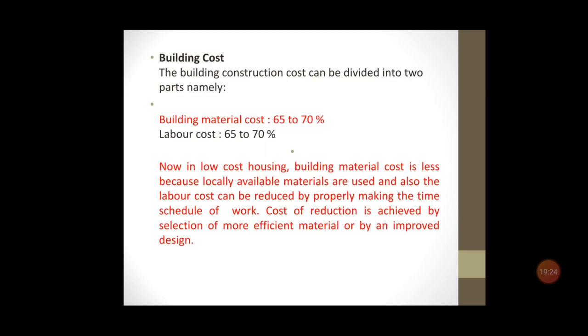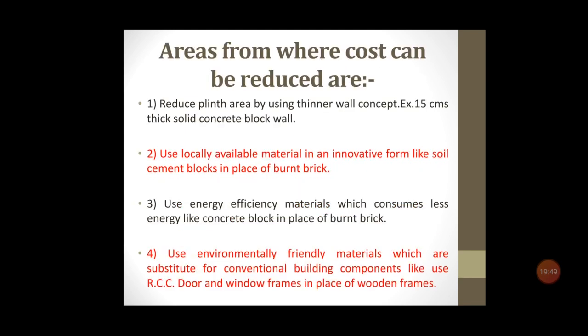Building cost. The building construction cost can be divided into two parts, namely building material cost and labor cost. Now in low cost housing, the building material cost is less because locally available materials are used, and the labor cost can be reduced by properly making the time schedule of the work. Cost reduction is achieved by selection of more efficient material or by an improved design. Areas from where cost can be reduced: various thrust areas are there.